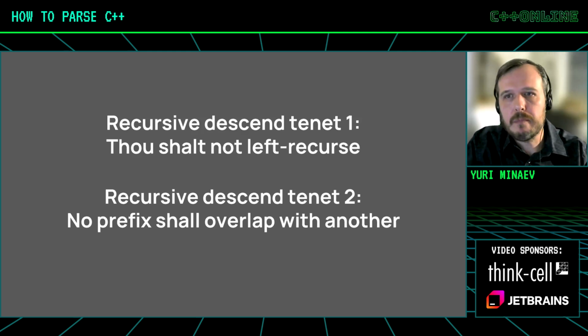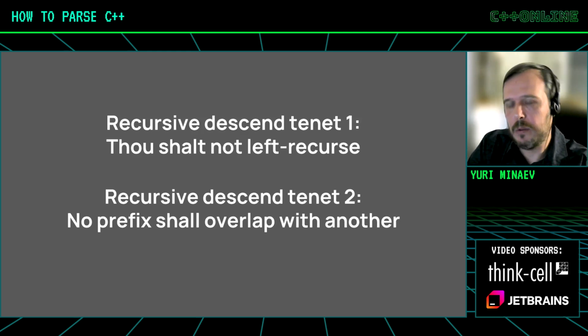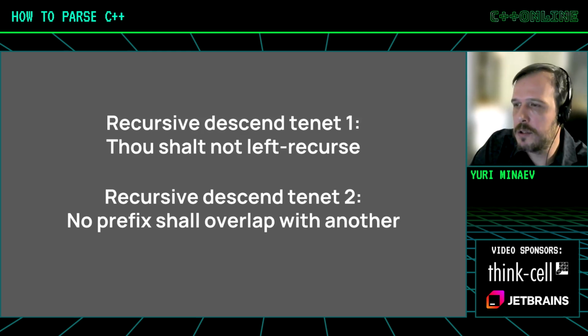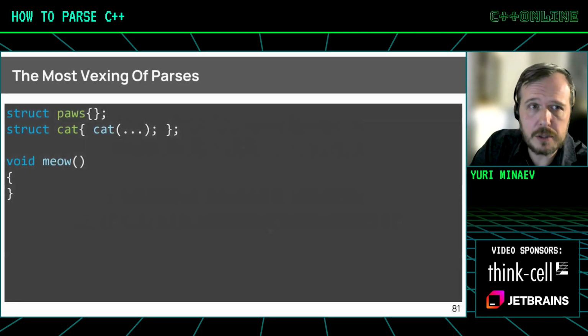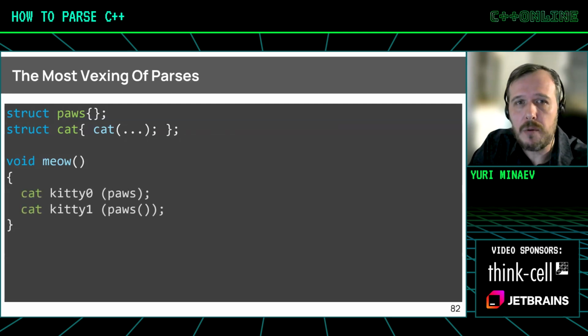So how? Well, first, the problem we are looking at, it even has its own name, and it's called most vexing parse. I think it deserves that name. Let's see how it manifests itself. So let's say we have a structure and another structure which has a variadic constructor. It accepts anything.